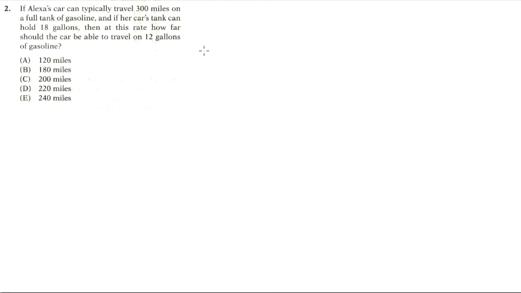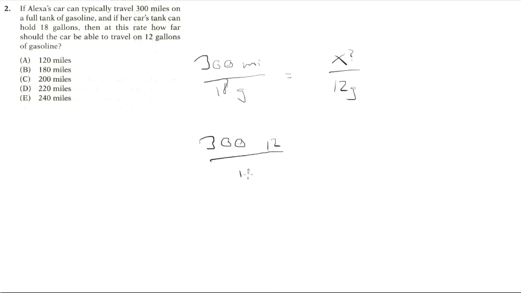Alright, so the mileage on her car is 300 miles per 18 gallons. The mileage will not change just because she only has 12 gallons. So here is the question mark. So easy ratio proportion type of a problem, we would cross multiply. So 300 times 12 divided by 18 is going to be our x.